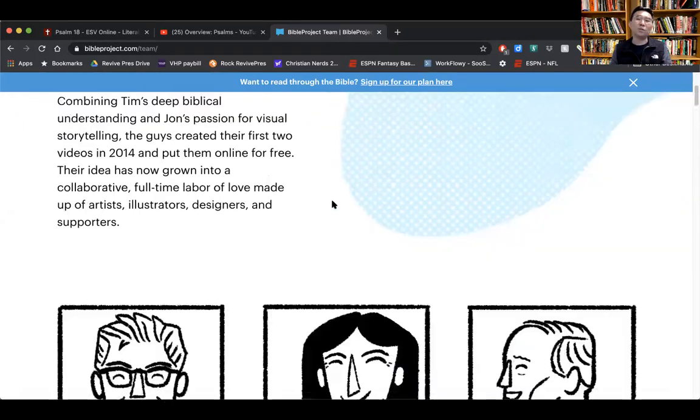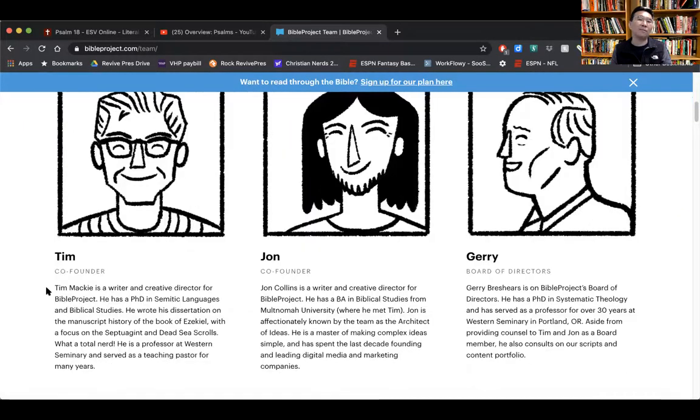So, just who put these together? It was started by these two guys, Tim Mackie and John Collins. He's primarily the illustrator, and he actually has a bachelor's in biblical studies from Multnomah, which is a Christian college. Tim Mackie has a PhD in Semitic languages and biblical studies, which is not to say he's an Old Testament expert. Okay, so he's a Bible expert. But there's also another guy here. This is Gary Breshears, and he has a PhD in systematic theology. And both these guys, Gary Breshears and Tim Mackie, are professors at Western Seminary.